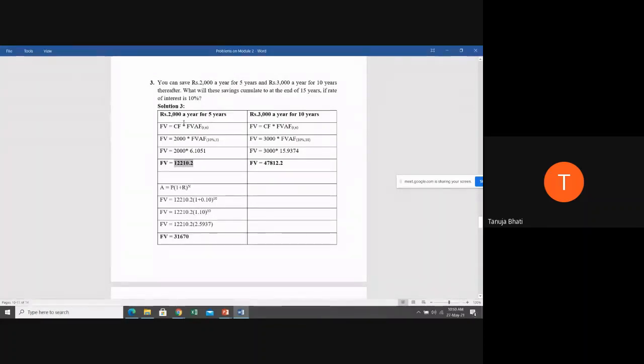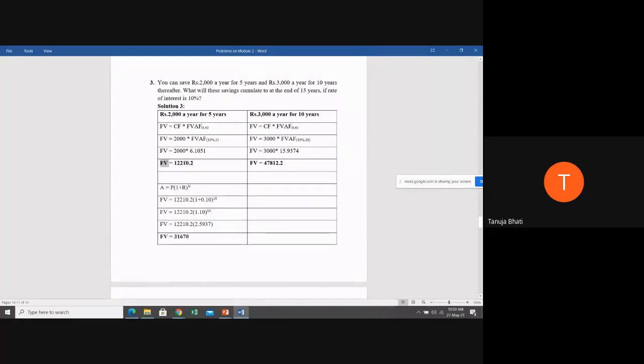For the 3000 there is a different calculation which we will be doing. Just remember a scale where from 1 year to 15 years you have to travel. From the first year to 5 years you have traveled, and the 5-year figure is 12,210. Now this figure you have to get up to 15 years. So 15 minus 5, for how many years is this single cash flow to be invested, students? For a period of 10 years.